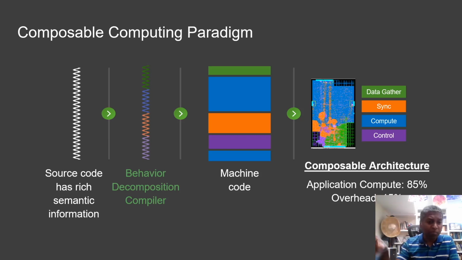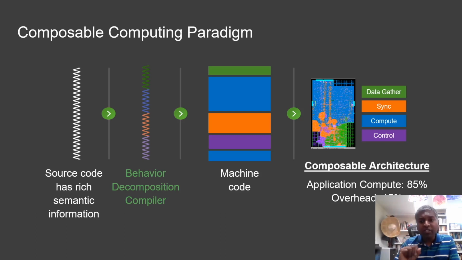I've been very abstract about these behaviors. What are they? These are intuitive. There are really 4 behaviors that we've observed through the research we've done and the implementation we've built. One is data gather. Other is synchronize, as in communication between things. Third is compute. And finally, control, which coordinates all of this.